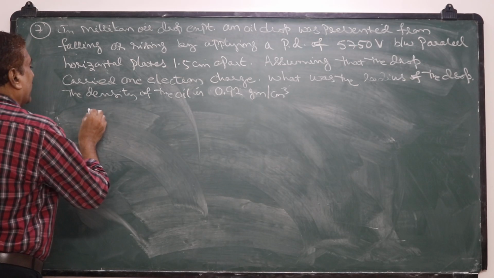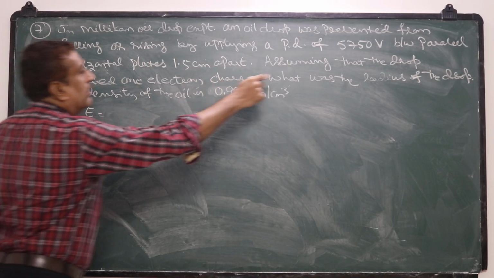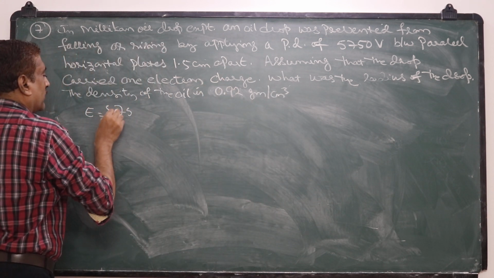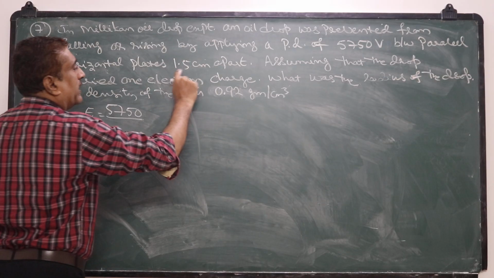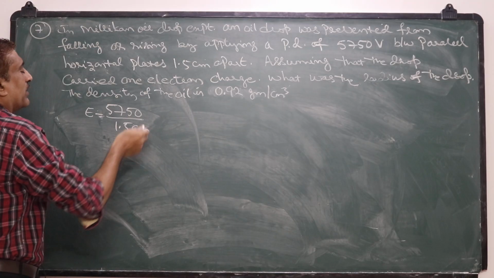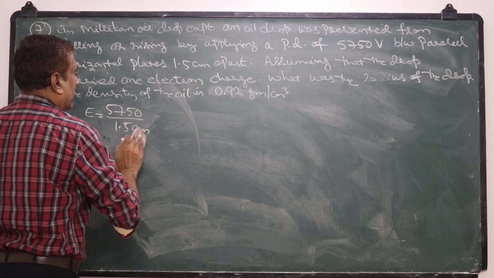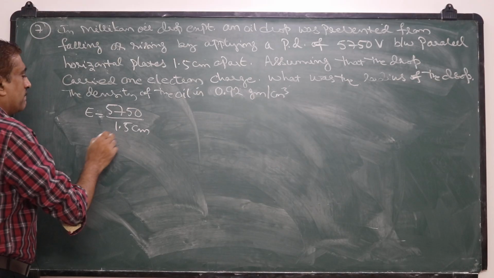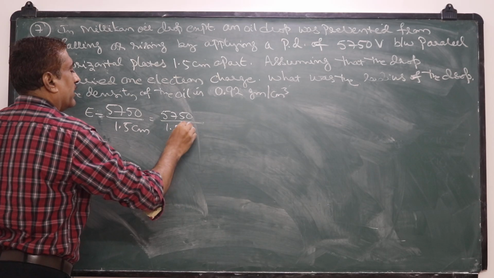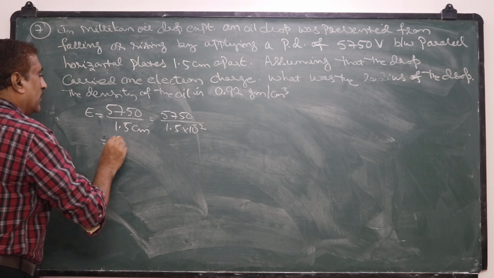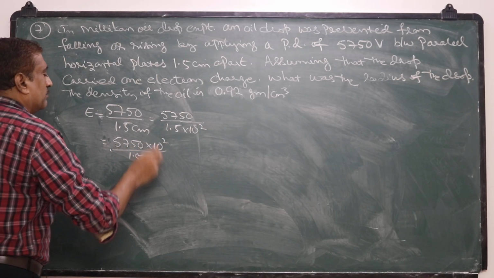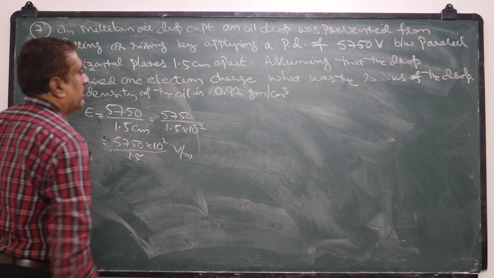So in this problem, given E is equal to the potential difference, 5750 volt, divided by the separation, 1.5 centimeter. This is the strength of the field. We have to convert into meters. So this is 5750 divided by 1.5 times 10 to the power minus 2, that is 5750 into 10 square by 1.5 volt per meter. This is the strength of the field.